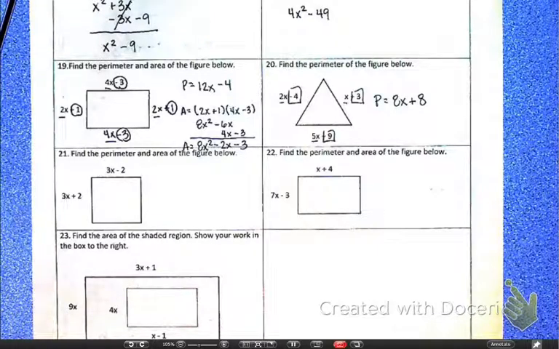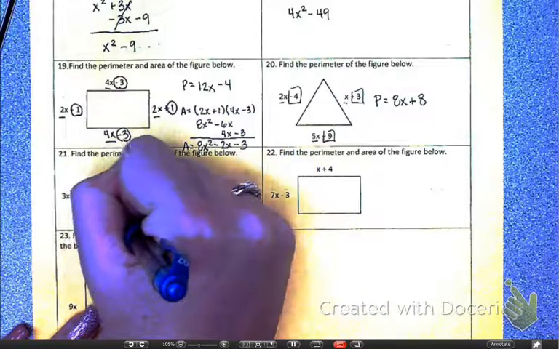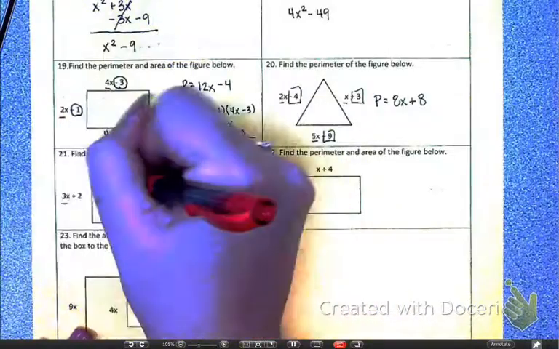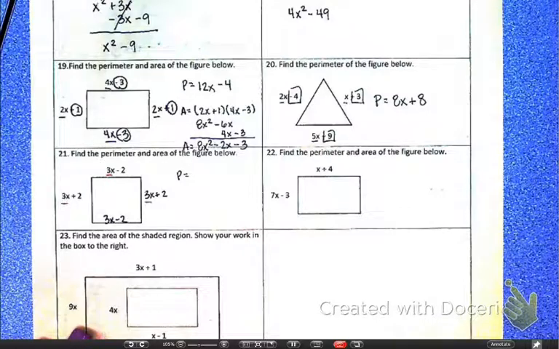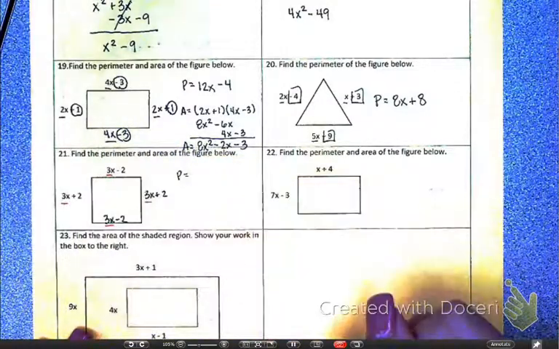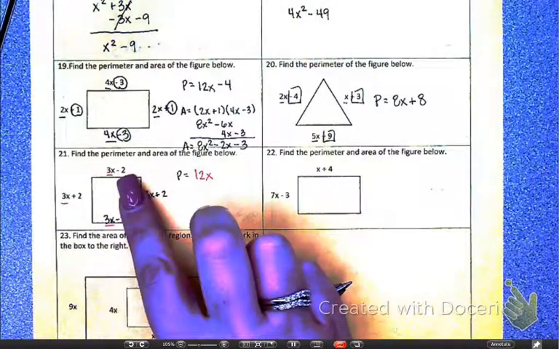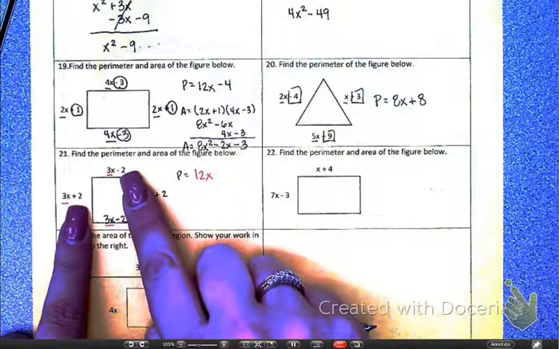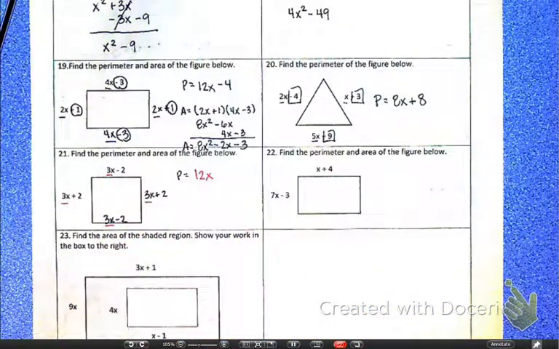For number 21, if I'm looking for perimeter, I'm going to start by rewriting the sides in. So if I add all the sides, 3x plus 3x is 6x, plus 3x is 9x, plus 3x is 12x. 2 minus 2, right? What's 2 minus 2? 0. And then 2 minus 2 is 0. So my perimeter is just 12x.